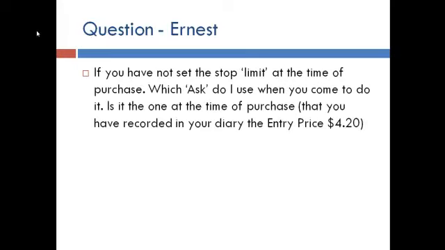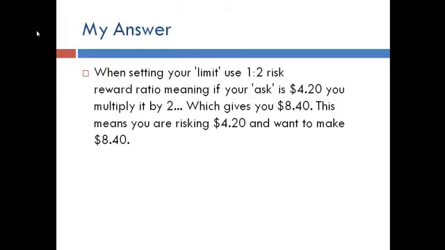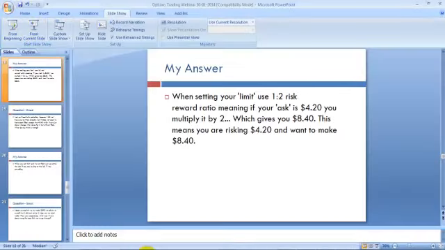Okay. And Ernest also asks, if you have not set the stop limit at the time of purchase, which price do I use when I come to do it? Is it the one at the time of purchase that you have recorded in your diary, which means the entry price? Okay, so when you are setting your limit after you've placed a trade, you can use the 1 to 2 risk reward ratio. Meaning, for example, if you bought your option at $4.20, you just multiply by 2, which gives you $8.40, and this means that you are risking $4.20 and you want to make back $8.40. So let me take you through. This might sound confusing, but it's very, very easy to do.